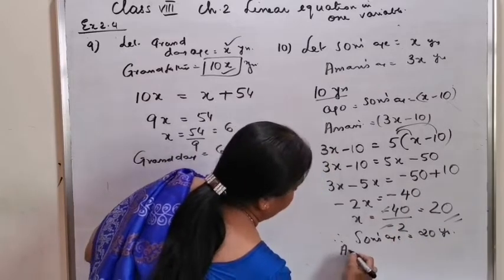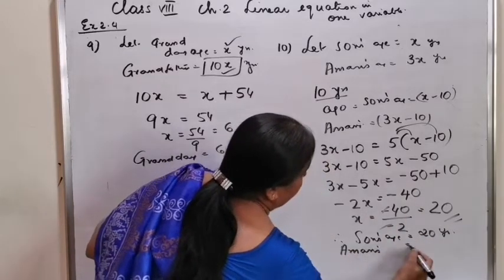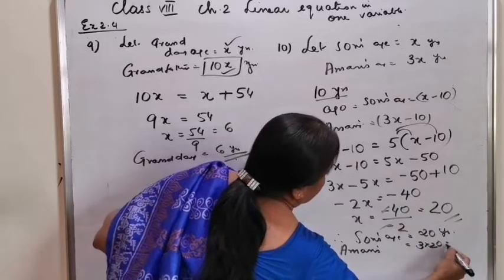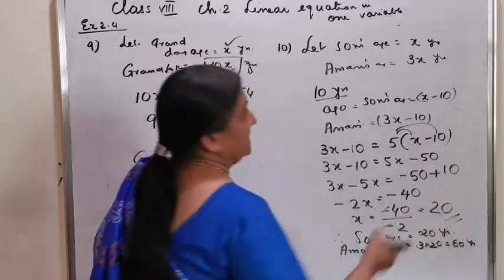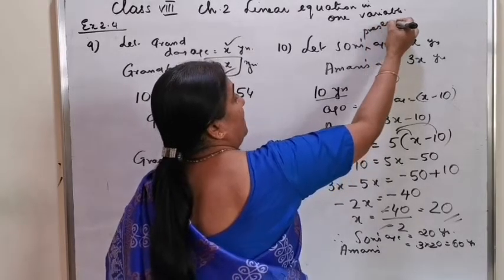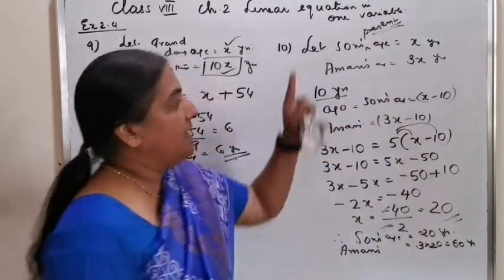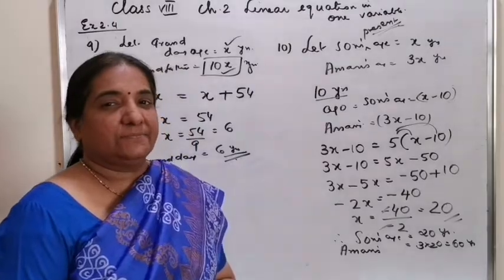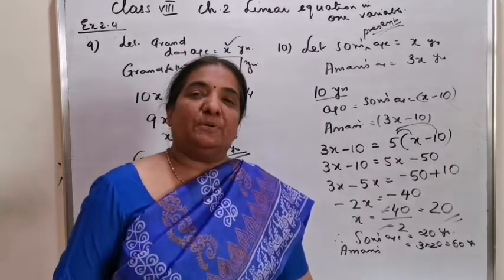And what is Aman's age? It is 3 into 20, that is equal to 60 years. Here you can take it as present ages. Let the present ages be x and 3x. So the word problems are over.